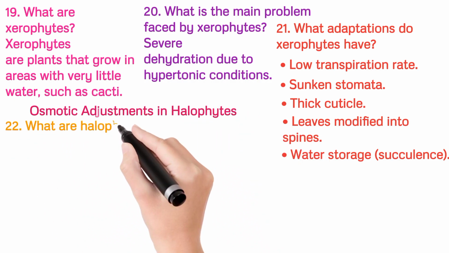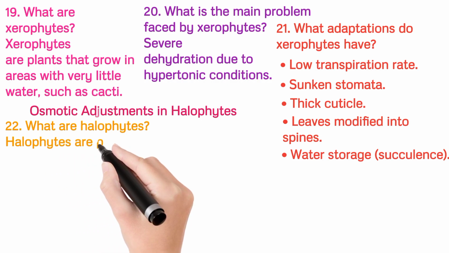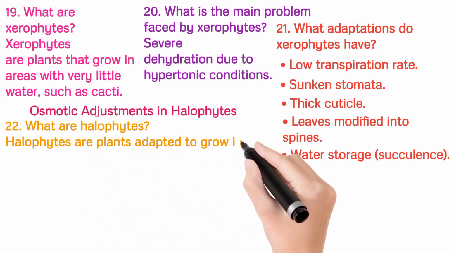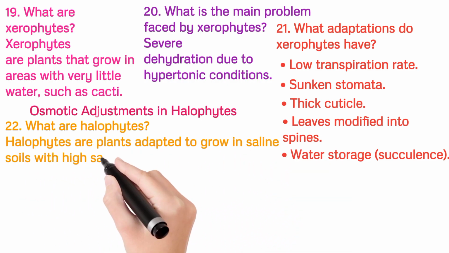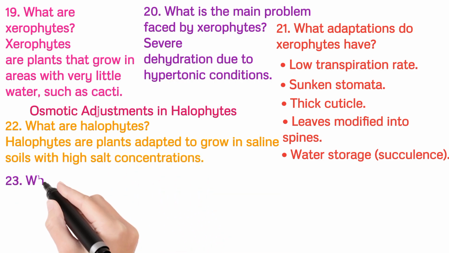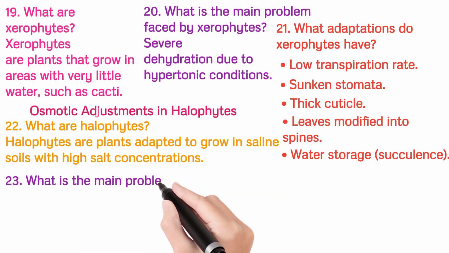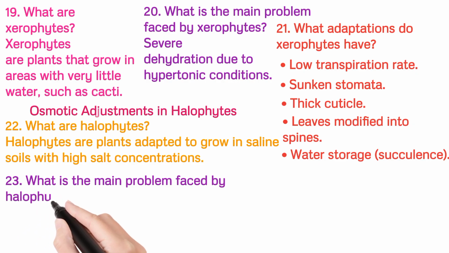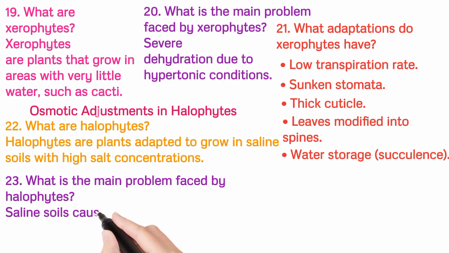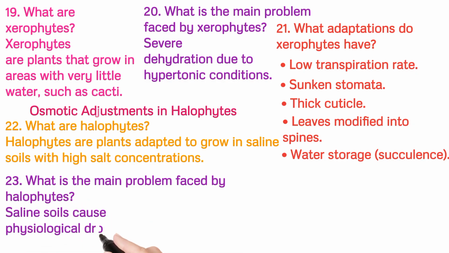22. What are halophytes? Halophytes are plants adapted to grow in saline soils with high salt concentrations. 23. What is the main problem faced by halophytes? Saline soils cause physiological drought, preventing water absorption.